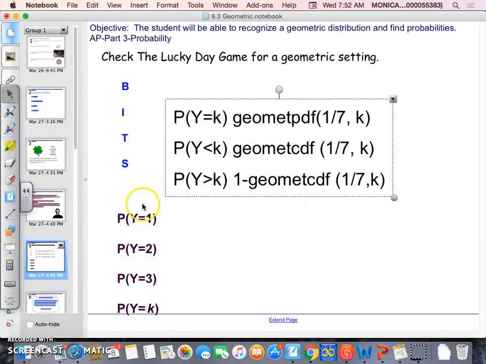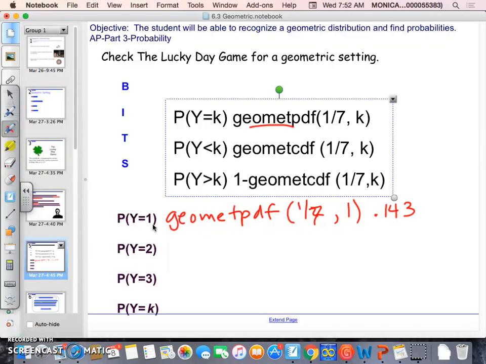All right, so let's try our situation in these situations. Anyway, so for the first one, you're going to use this one here. So you would use geometpdf, and again, the probability is 1 out of 7, and the K value is 1. So go ahead and type that in your calculator. Man, you got to scroll down far to find it. Okay, geometpdf(1/7, 1), enter, and you should get 0.143. So it's about 14.3% chance.